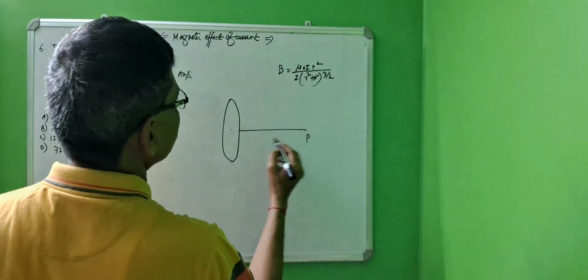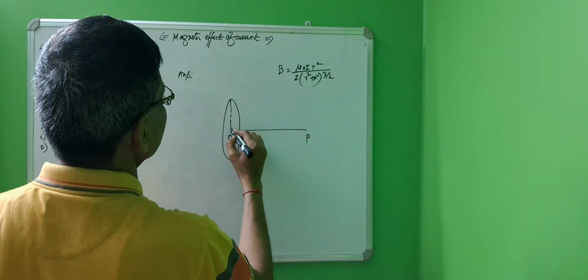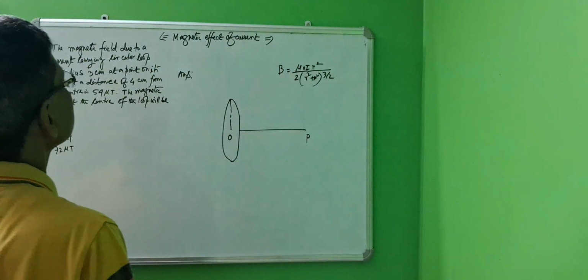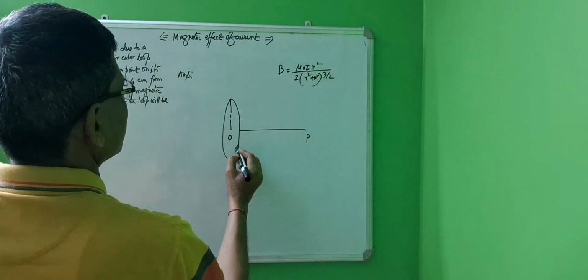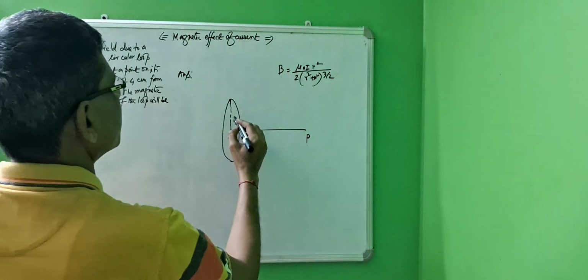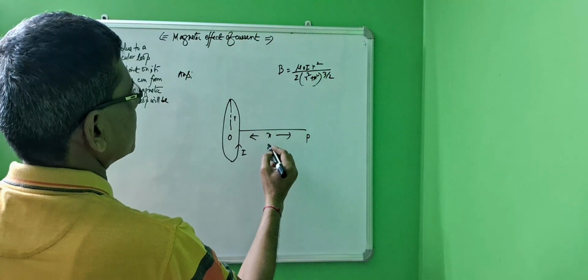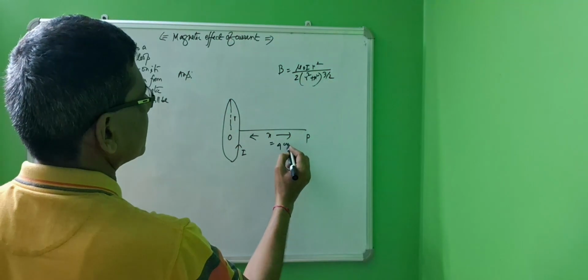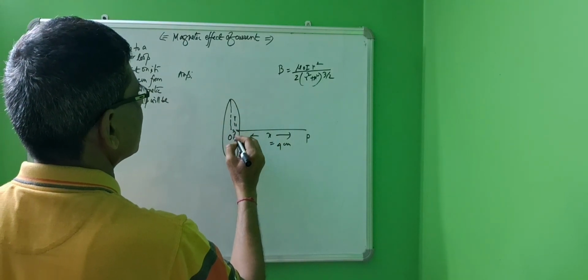Suppose this point P, this point O. This is the case. There is a current I flowing through this. It is of radius R. It is at X distance. X equal to 4 centimeter is given. Here R equals 3 cm, given.